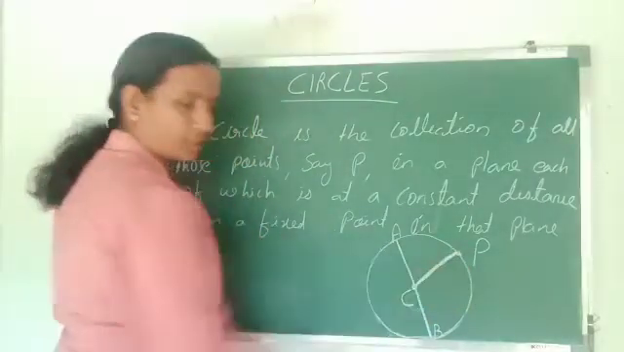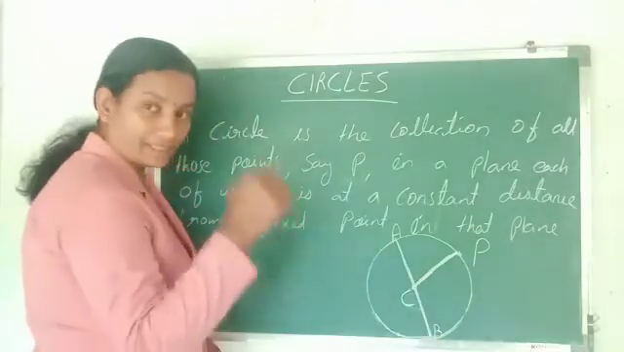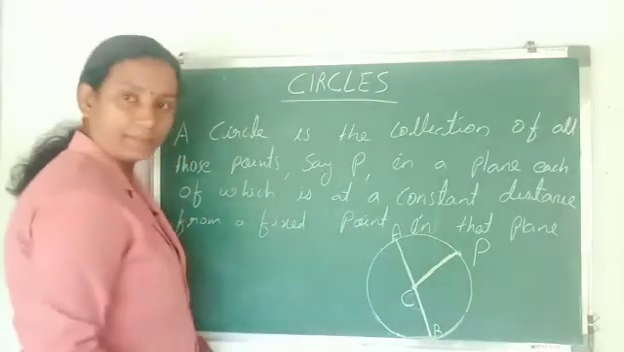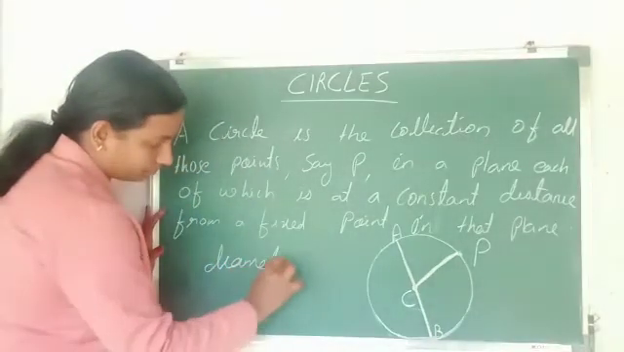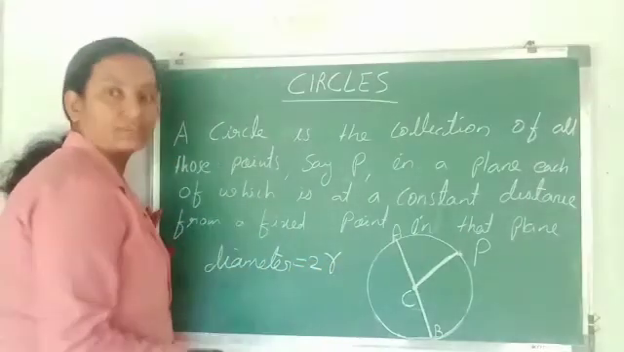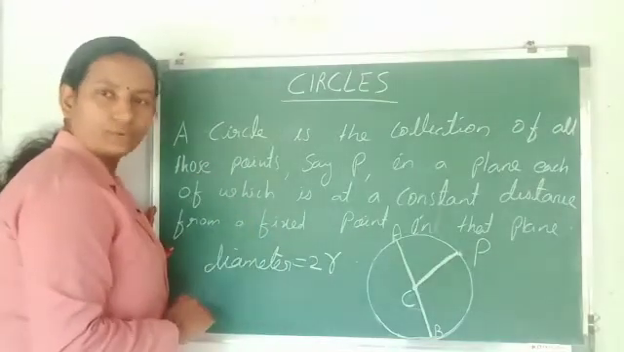Here, CP is the radius. AB, a chord passing through the center, the longest chord passing through the center, is called a diameter. So here AB is the diameter. Also we know diameter is equal to 2 into radius, 2r, where r is the radius. Diameter is equal to 2 into radius.